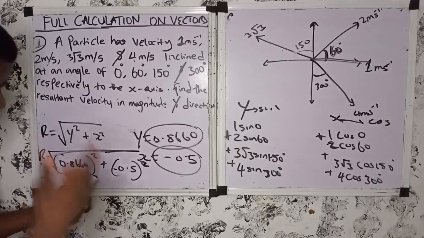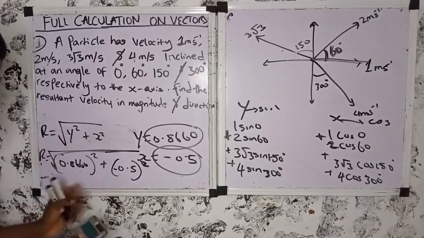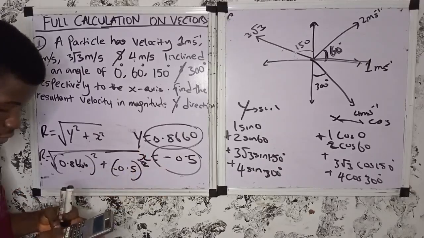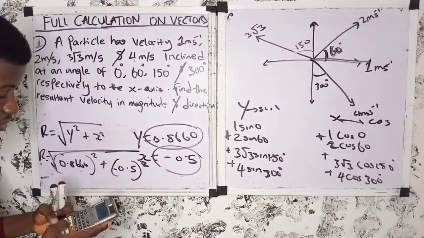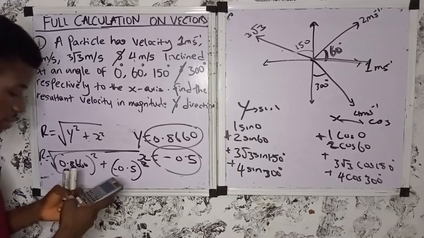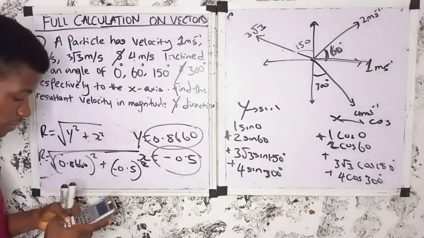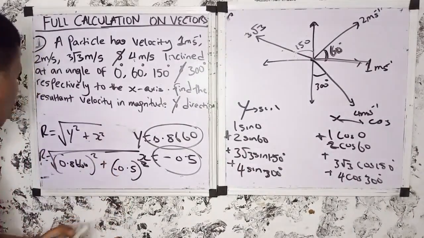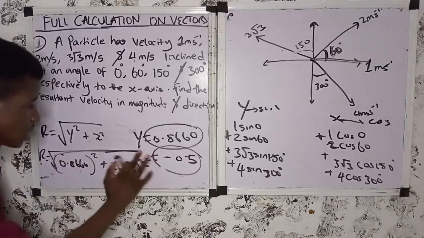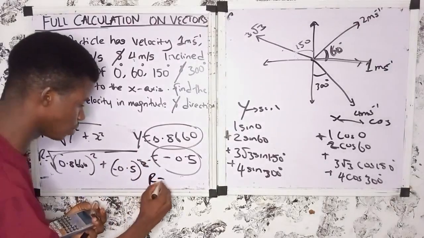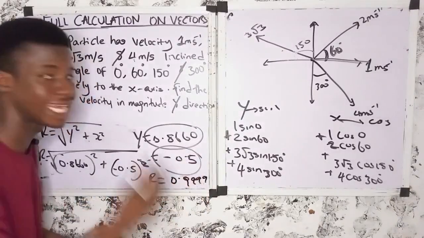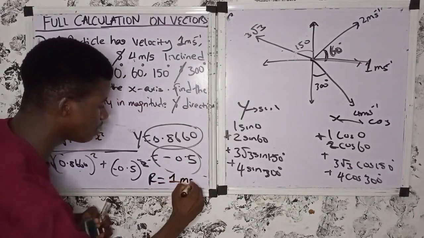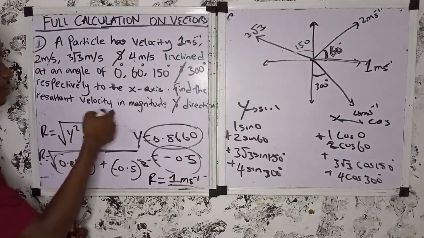Let me do it again. Root, bracket open 0.8660 bracket close all square, then plus bracket open minus 0.5 bracket close all square. When we do everything, our resultant R is equal to 0.9999999, which is approximately 1. So the magnitude of the resultant velocity is approximately 1.